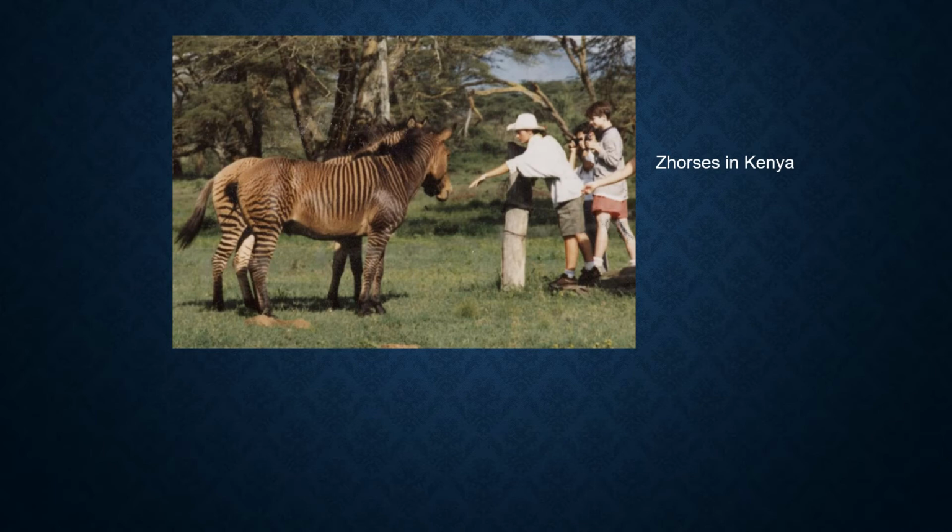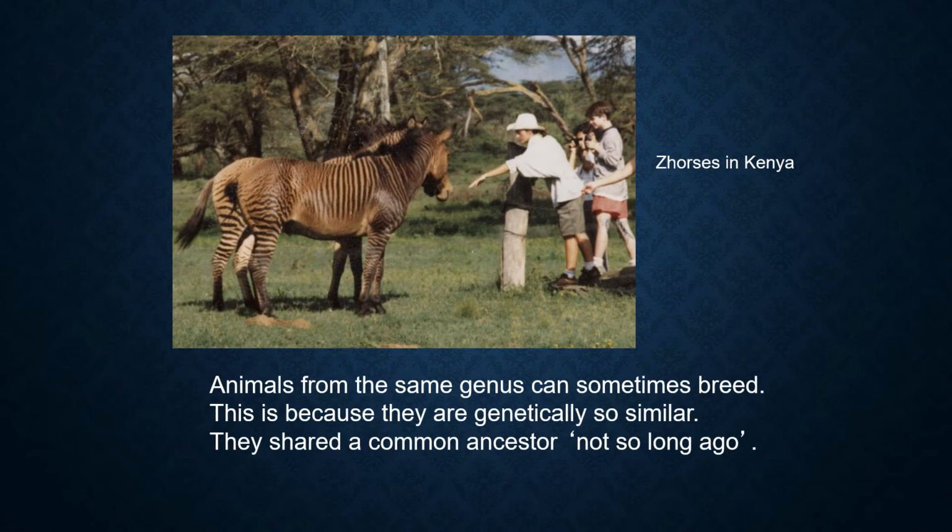So what do we do in an instance like this, where we have two species that look very different on the outside and live in different areas of the world, but are actually capable of reproducing and producing viable offspring? Do we consider them the same species then? That's a question for biologists and taxonomists that hasn't really been answered. Animals from the same genus can sometimes breed, and this is because they are so genetically similar that they shared a common ancestor not so long ago.